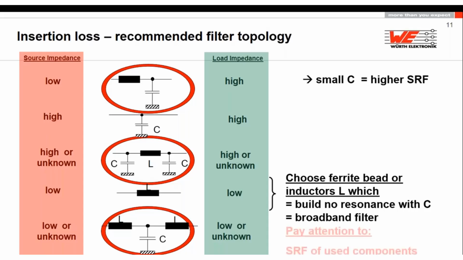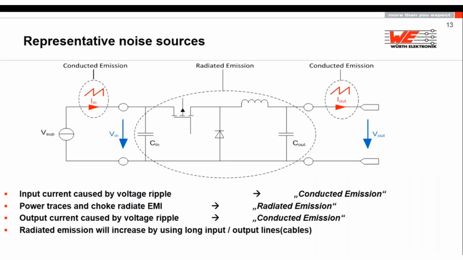Be aware also of the self-resonant frequency of the capacitor and inductance. They should not be very close to each other because you don't want to build oscillators. Now, where are the EMI noise sources? Because you want to know who is responsible for this noise, who makes that noise. First of all, let me check a little bit what happens with the buck converter.